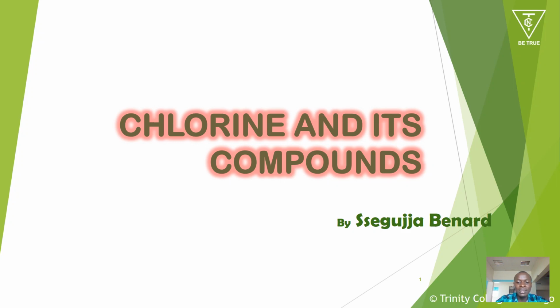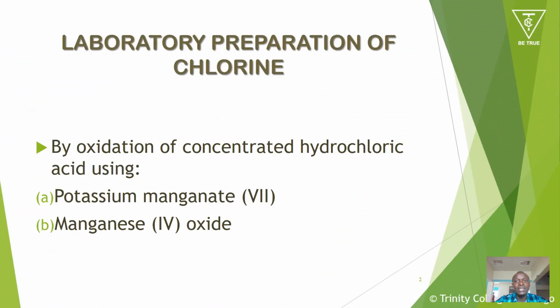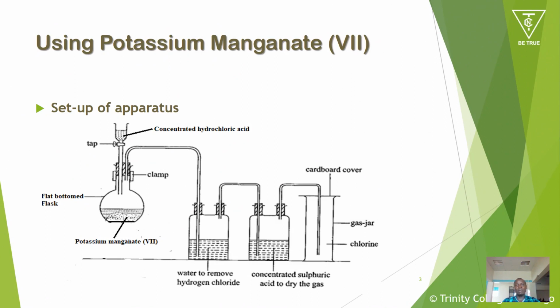How do we prepare chlorine gas in the laboratory? In the laboratory we can prepare chlorine by oxidizing concentrated hydrochloric acid. There are two oxidizing agents we can use, that is potassium manganate 7, which are purple crystals, and then manganese 4 oxide also. Using potassium manganate 7, we can set up our apparatus as below. We can put concentrated hydrochloric acid in a tap funnel, and then we put potassium manganate 7, those purple crystals, in the flat bottomed flask. And then we set up the apparatus the way you are seeing there on the screen.